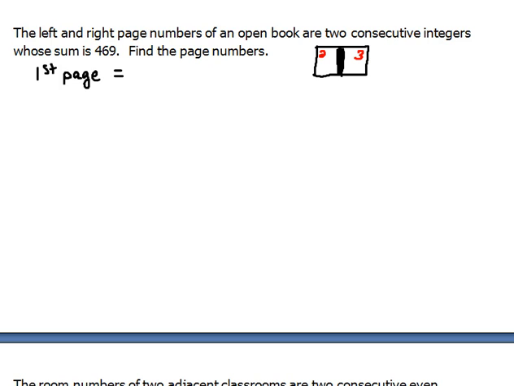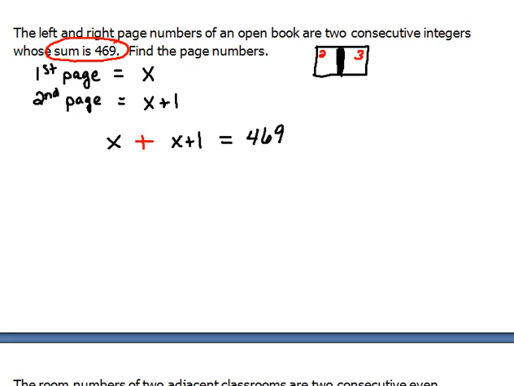So before I work this, I'm going to list out what I don't know. I'm supposed to be finding these page numbers, so I have to find the first page and then the second page. Well, I don't know what either one of them are, but if we could figure out what the first page is, then wouldn't we just have to add 1 to it to get the second page? Absolutely. Now think about what the problem said. It said whose sum is 469. Well, the sum means that we're going to be adding these things together. We're going to be adding together the first page and the second page to get a total of 469. Now we're at a problem that we can work.